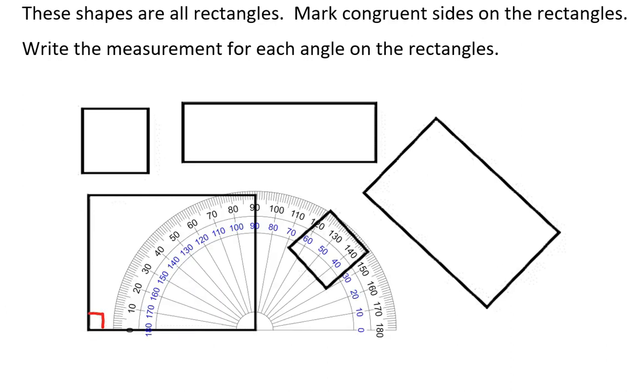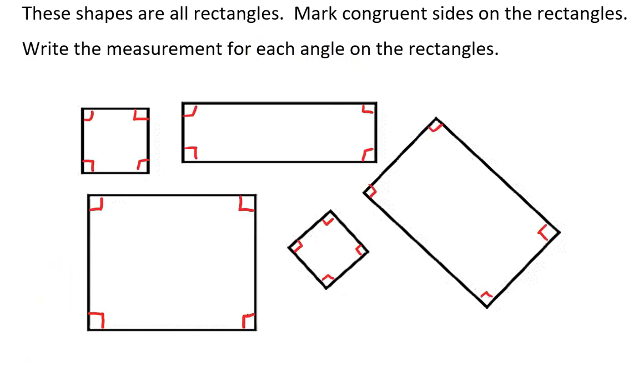If we were to continue measuring all the angles on the rectangle, we will find that all 4 angles are 90 degrees, or all 4 angles are right angles. So I'm going to write those symbols in the remaining rectangles. I have marked all of the right angles in all of my rectangles.